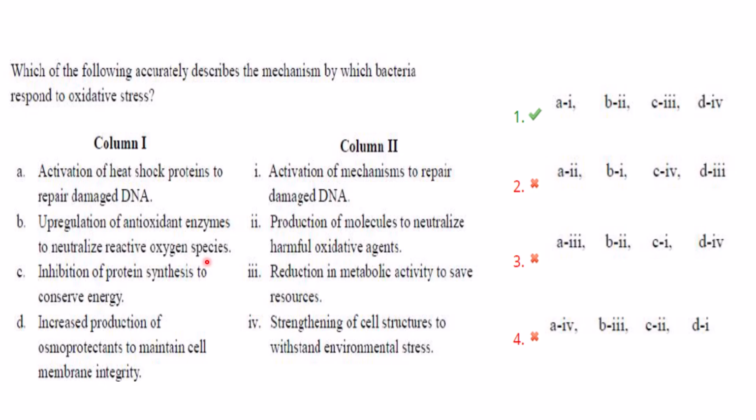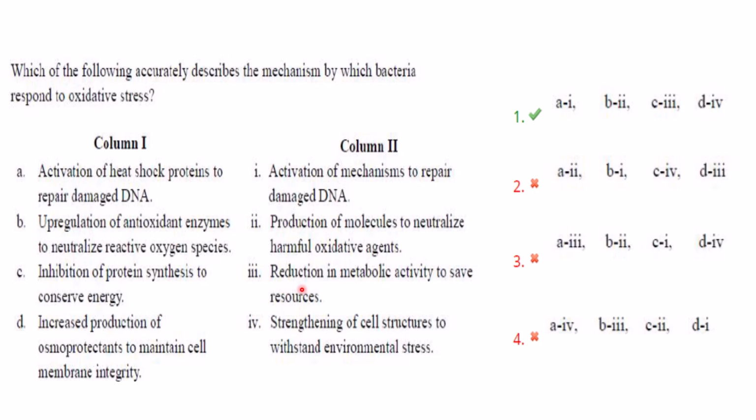Because of oxidative stress, reactive oxygen species are present in more quantity. So the bacteria will produce antioxidant enzymes like superoxide dismutase, which will convert the superoxide anion, O2-, into H2O2 and O2. Then there is the production of catalase and peroxidase, which will break down the H2O2 into H2O and oxygen. So that is correct.